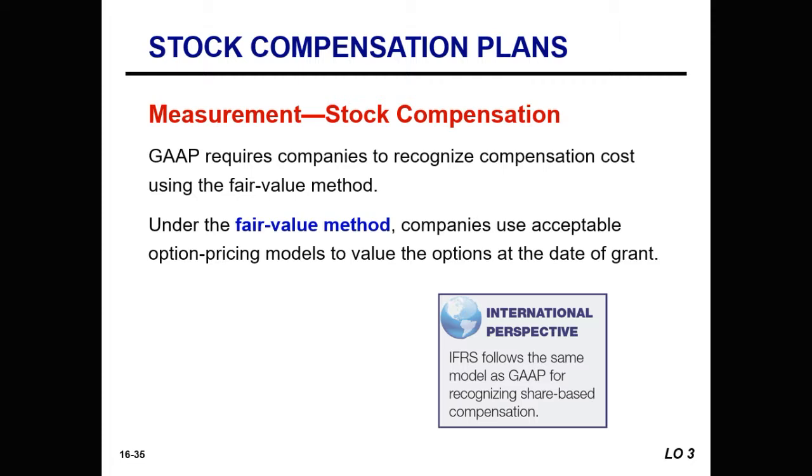GAAP requires that companies recognize their compensation expense based on the fair value of the stock options expected to vest on the date of the grant using an acceptable option pricing method. Using the fair value method, companies base it on the vesting. So there's a couple of option pricing models. GAAP requires the use of the fair value model.